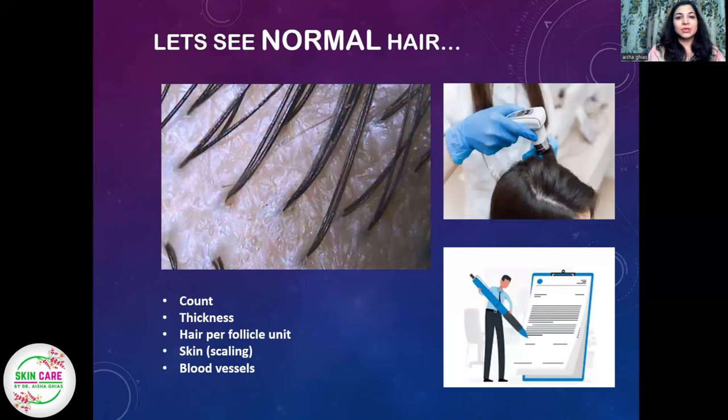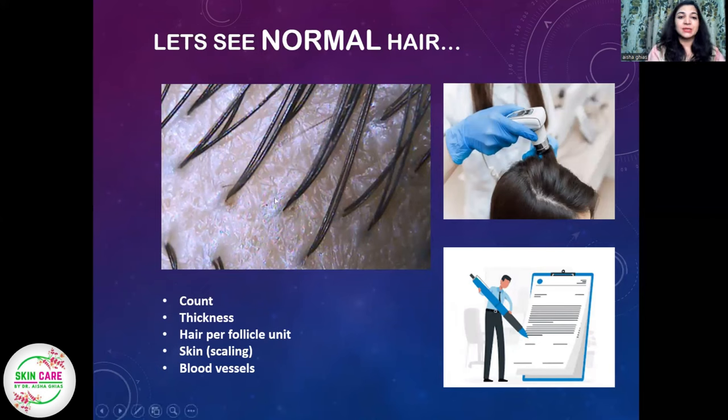Okay, so let's see the normal hair. When you see the normal hair with the help of trichoscope, you see these hair follicle units. Not always is a single hair coming out of the follicle unit. And as dermatologists, we all know that there may be 2 to 3 hairs coming from the same orifice, from the same hair follicle unit. That's why they are called follicular units. The unit is one, but there may be many hairs coming out of it.